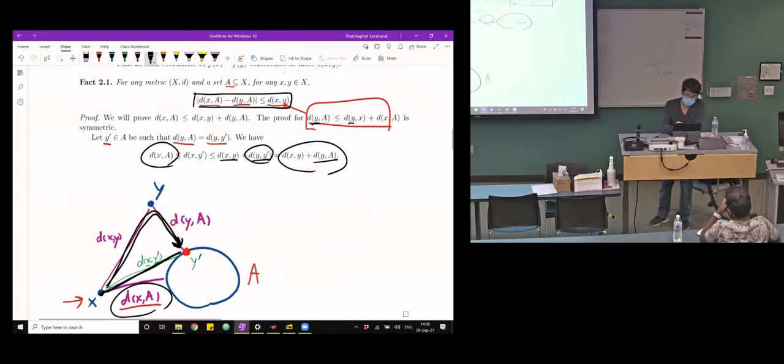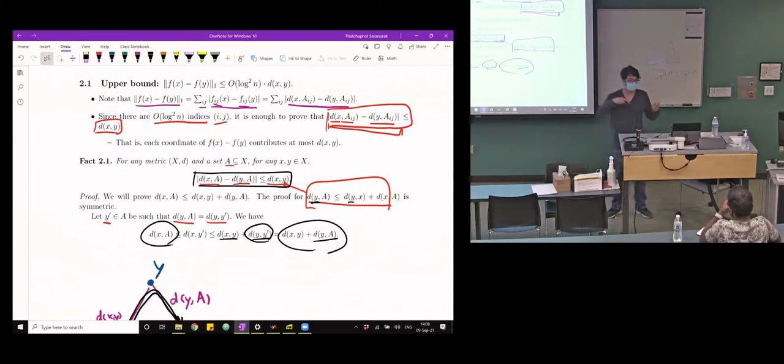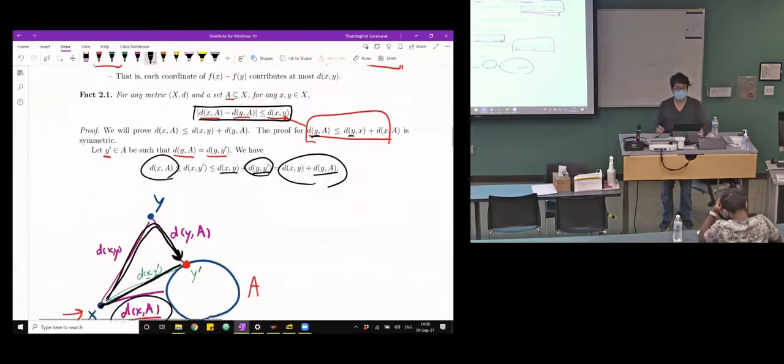Now we have this. Each coordinate in the mapping F never exceeds the original distance, and there are log n squared coordinates. So you get an upper bound.